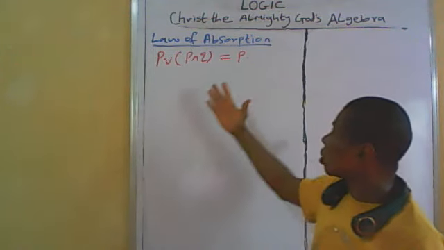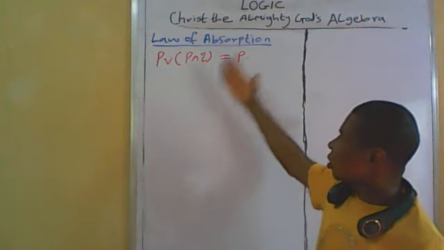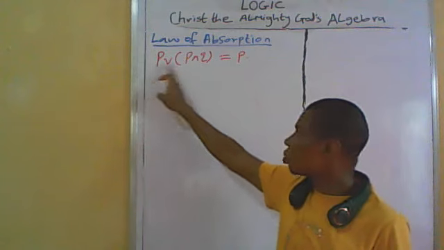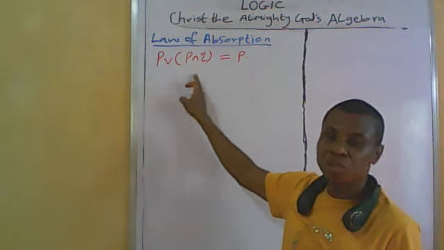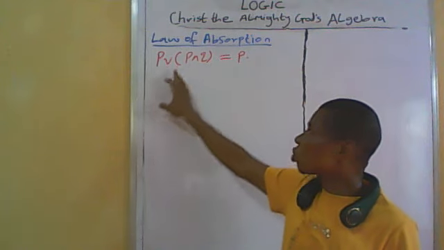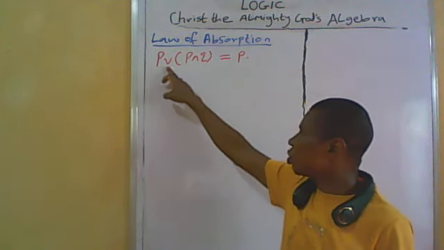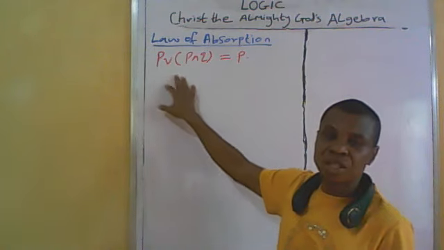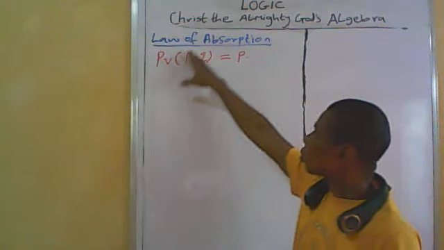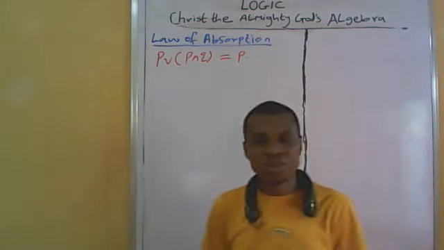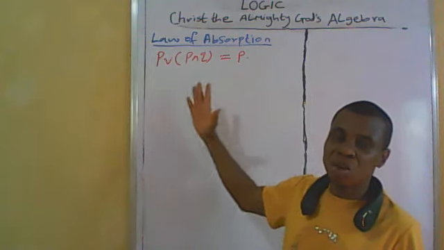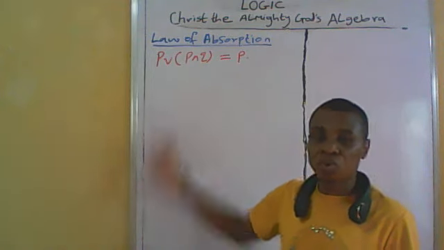What makes it law of absorption by disjunctive statement is this or connective that connects the first disjunct P and the second disjunct, P and Q. By reason of this connective, it is called a disjunctive statement. Because it is a disjunctive statement, it is called law of absorption by disjunctive statement. We are going to prove this statement that P or (P and Q) is equal to P.